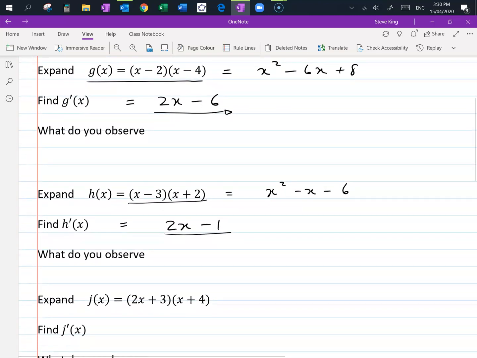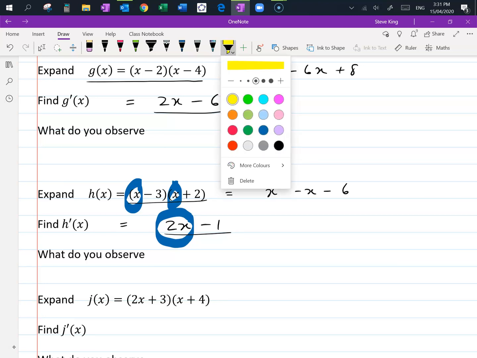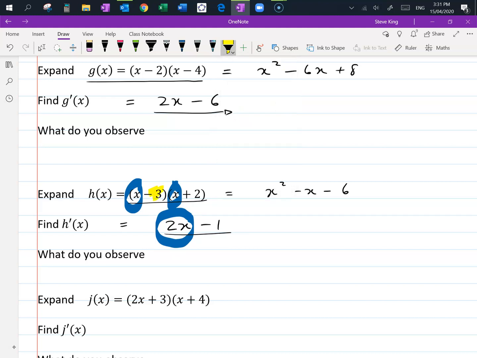Now, hopefully by now you will have seen that there is possibly a connection that we can draw on. And the connection is possibly this. I've got 2x over here, and I've got an x there and an x there. Does that give me my 2x? I think so. I go and choose a different color. I've got a minus 3 over here, and I've got a plus 2 over here. Now minus 3 plus 2 gives me minus 1. So it looks like I could get to my derivative simply by looking at the elements inside the bracket.